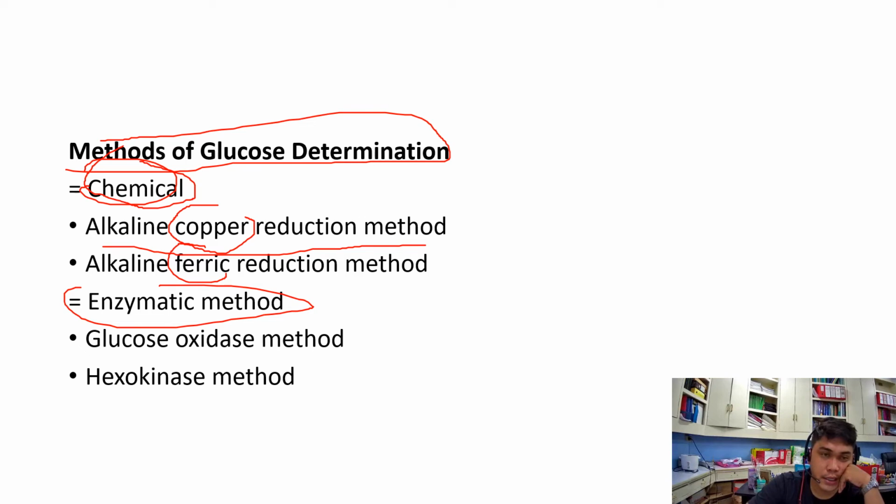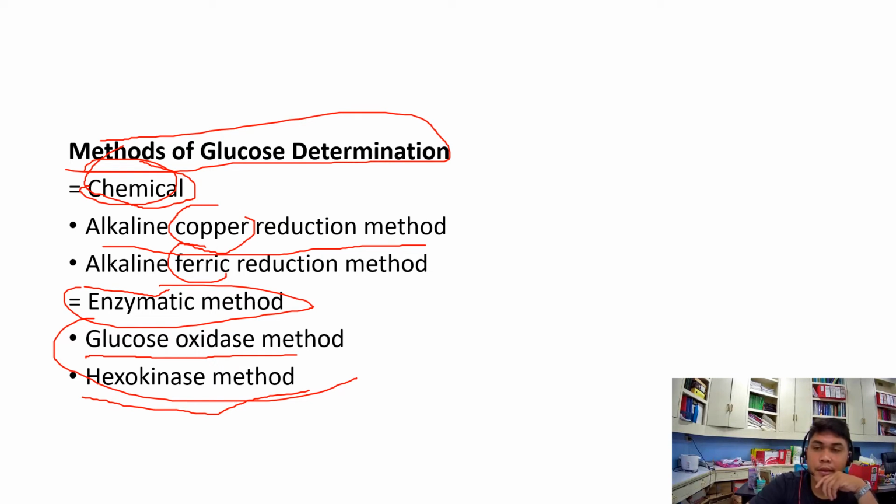That's why the routine method is an enzymatic method, which is the glucose oxidase method. And for the reference method, you have the hexokinase method. So these are the two enzymatic methods for glucose measurement. For chemical, you have the copper reduction and ferric reduction methods.